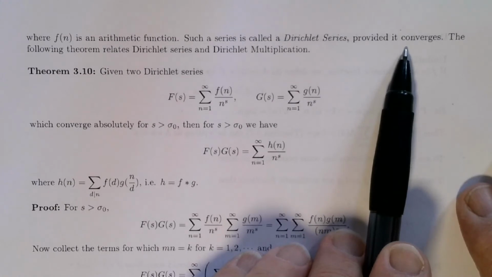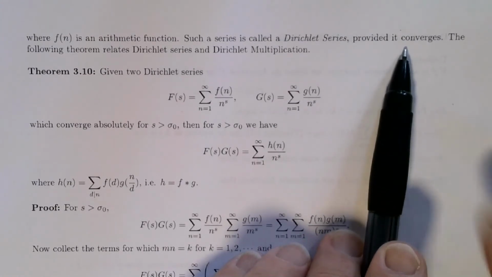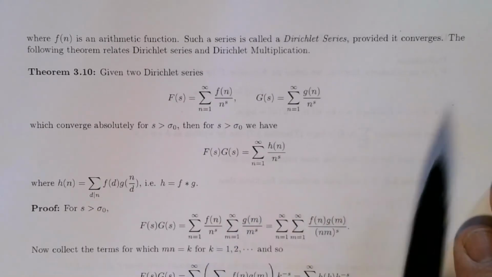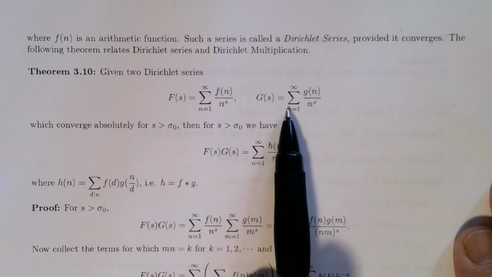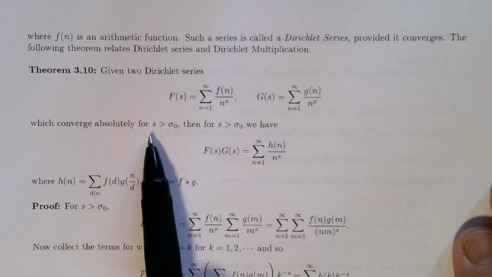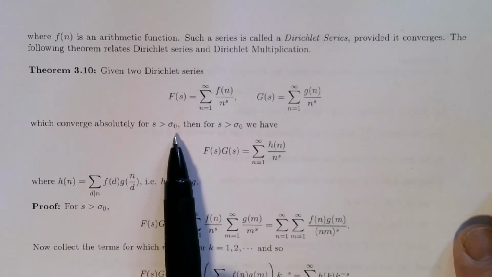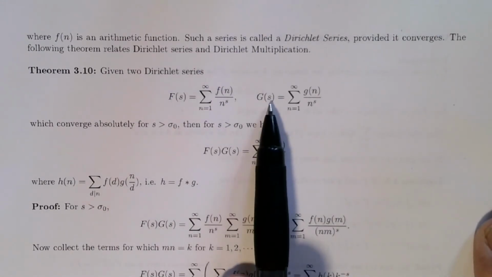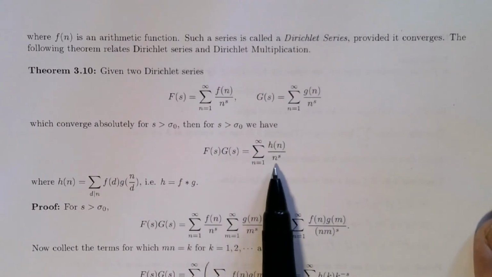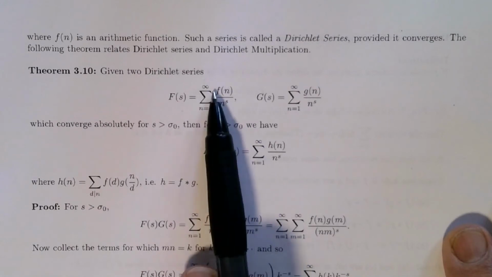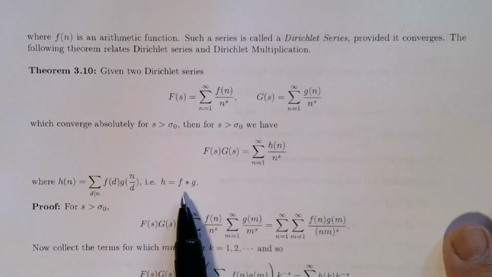Now, what can we do with these Dirichlet series? Well, one of the really fascinating things about this, and it really brings home the importance of Dirichlet multiplication, is the following. If you start off with two of these Dirichlet series, and let's suppose they converge absolutely for s bigger than some sigma naught, then we can multiply the two series together, F(s) times G(s), and we get another Dirichlet series, h of n over n to the s, but, and here's the punchline, this h is just the Dirichlet product of these two arithmetic functions.